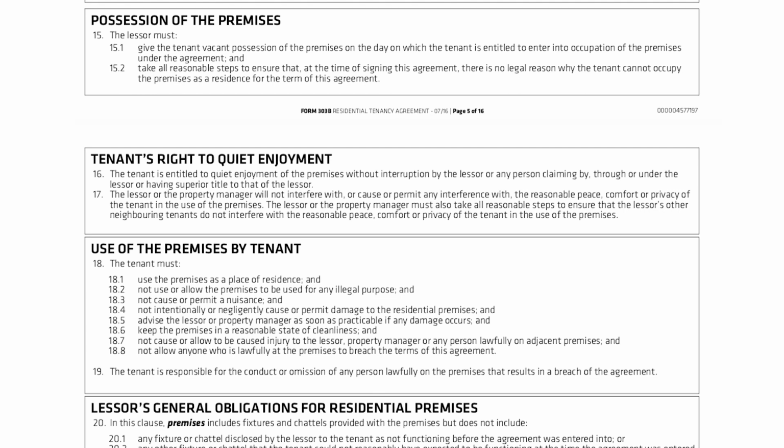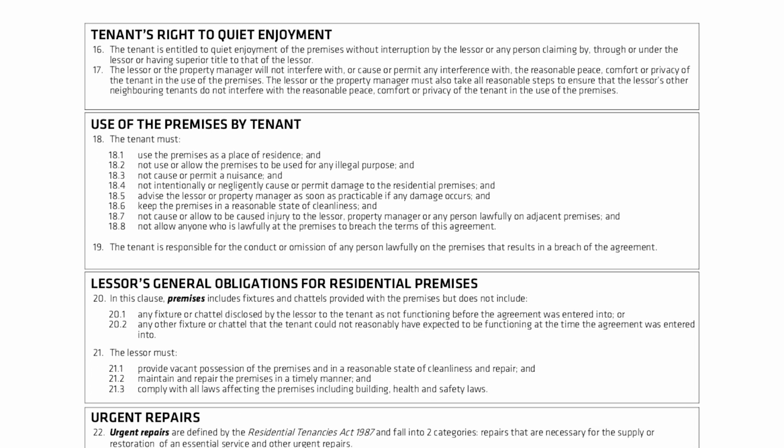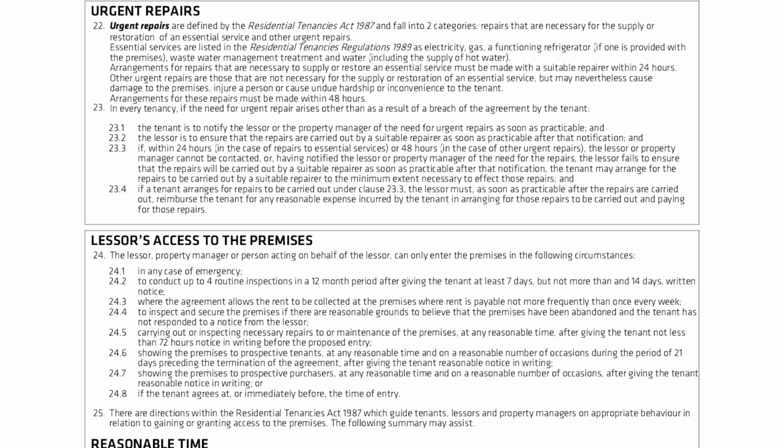Possession of the premises. You'll be given vacant possession of the property. Tenant's right to quiet enjoyment. Use of the premise by the tenant. The property cannot be used for anything illegal. Lessors general obligations for residential premises. You have inspected the property and accepting it on an as-is basis. Urgent repairs. They are defined in your emergency repairs procedure. However, all repairs must be reported immediately.